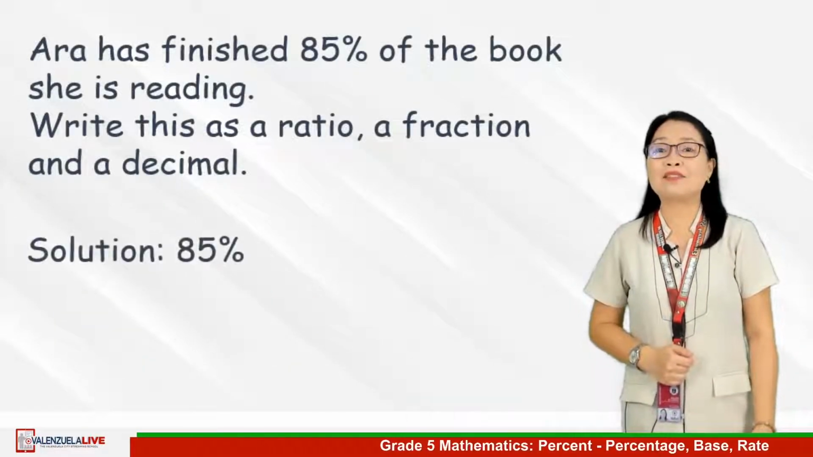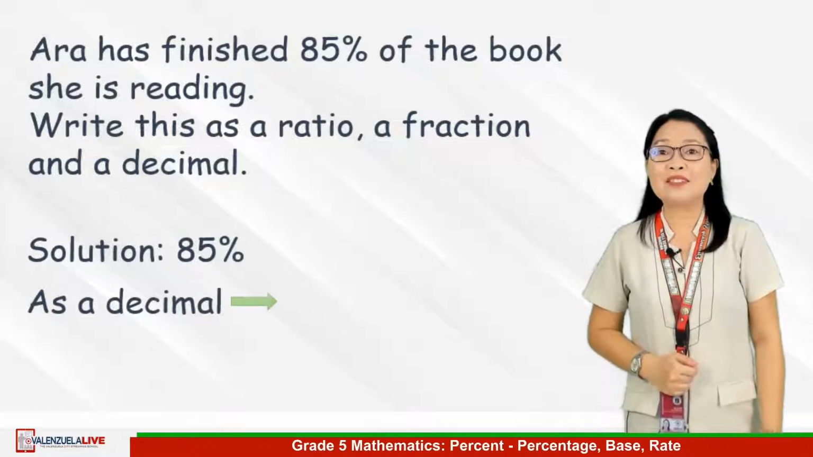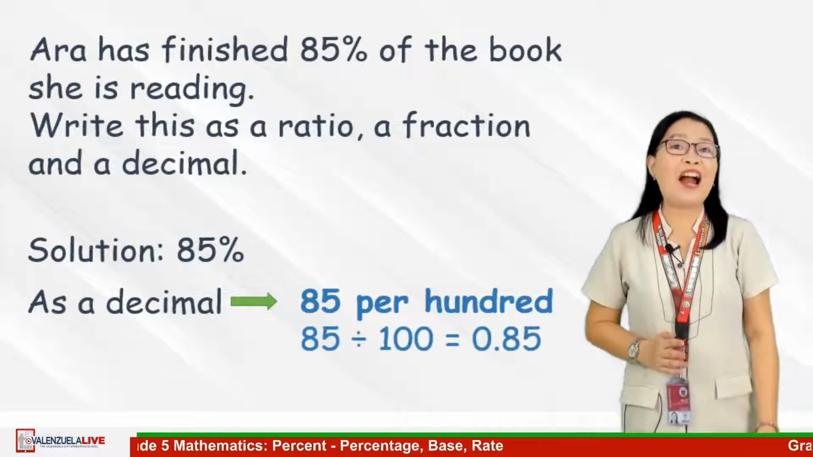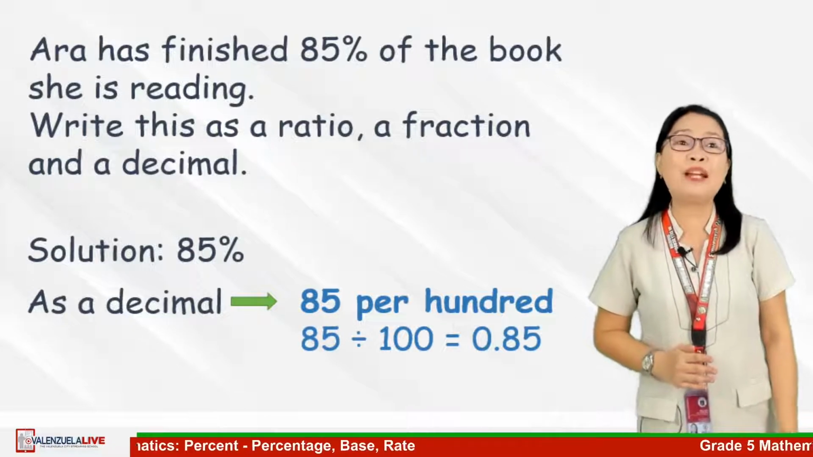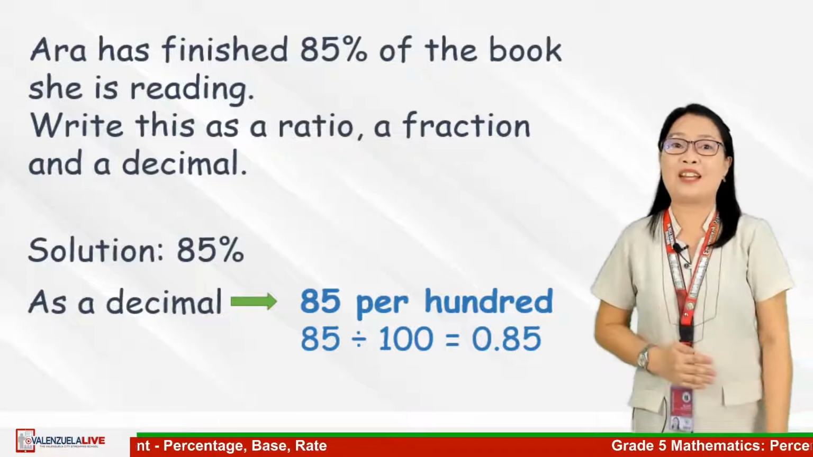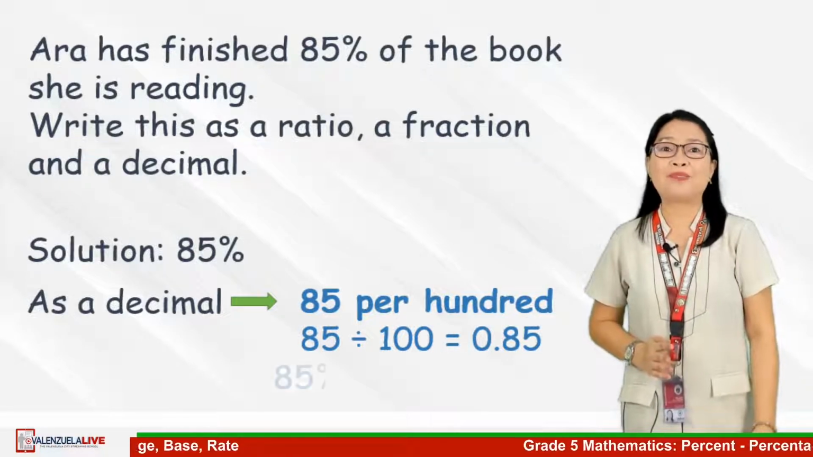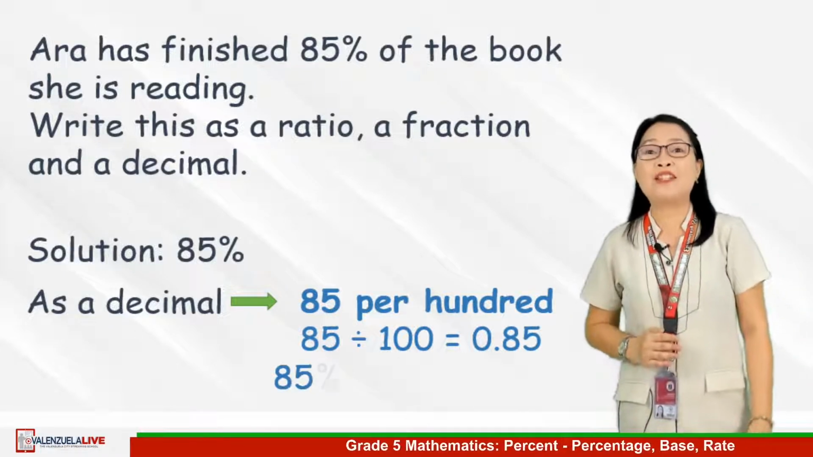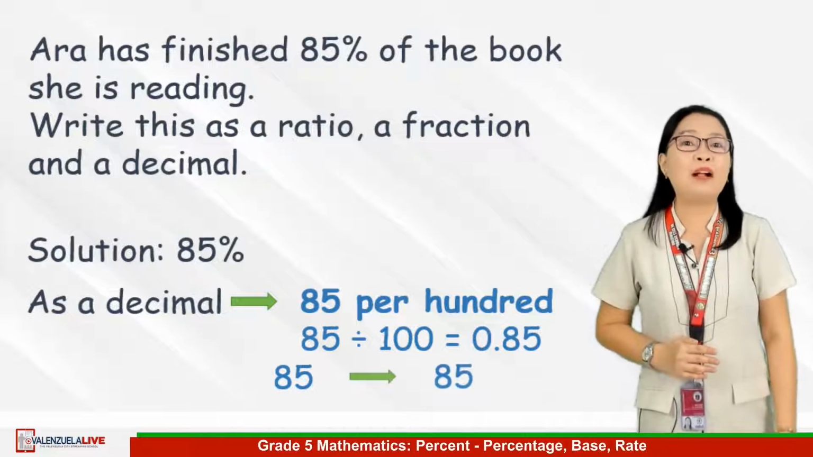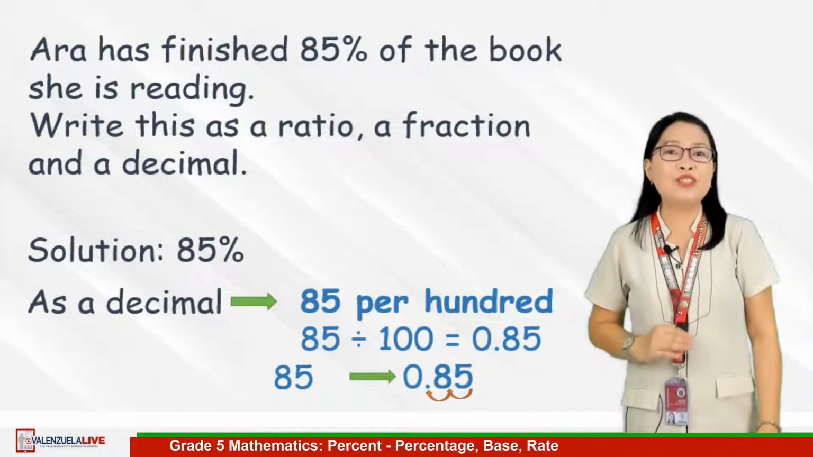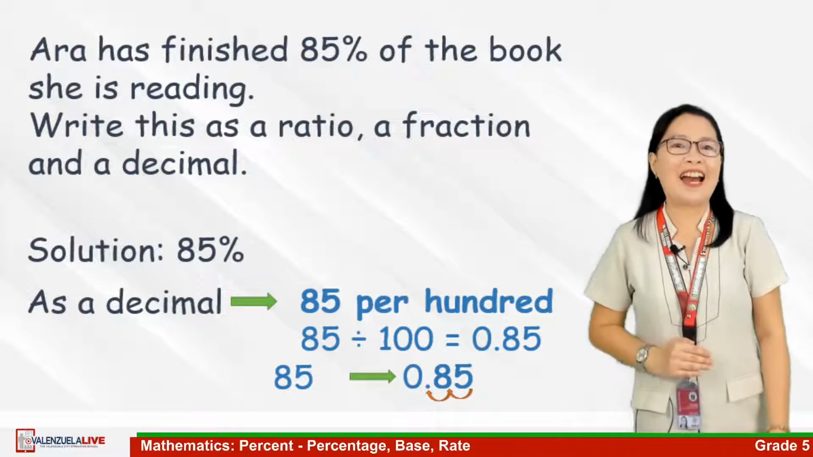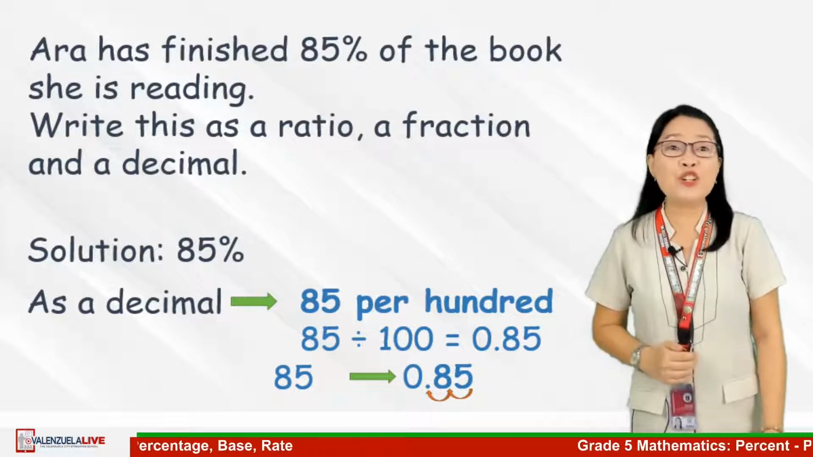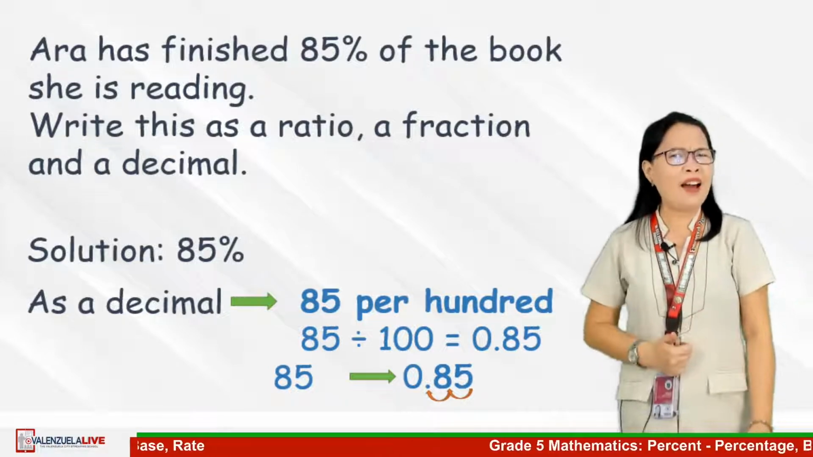How about a decimal? As a decimal, 85% as a decimal. Yes, it's 85 per 100. What are you going to do? So, 85 divided by 100 is equivalent to 85 hundredths. The easiest way to write percent as a decimal: remove the percent symbol, move the decimal point 2 places to the left, and that is your answer. So, 85% is 85 hundredths. Did you understand? Okay, let's find out.